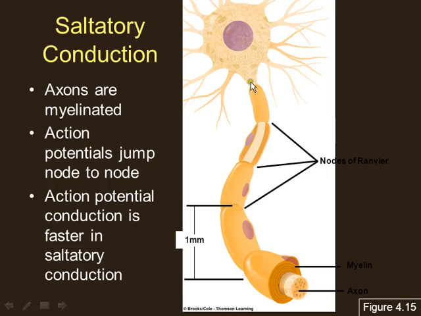Saltatory jumps between nodes. Axon hillock, first node, second node, third node, fourth node, terminal. Way faster. The only reason it does that is because of myelin. In fact, the more myelin you put around an axon, the faster it moves between those nodes. So contiguous is step by step by step. Saltatory is jump, jump, jump, done.